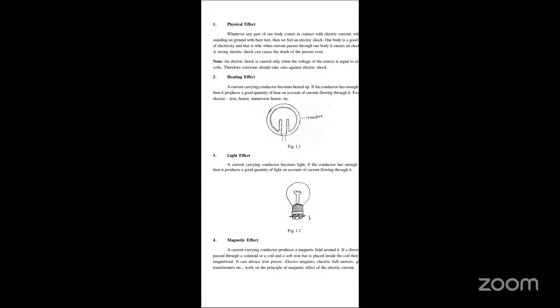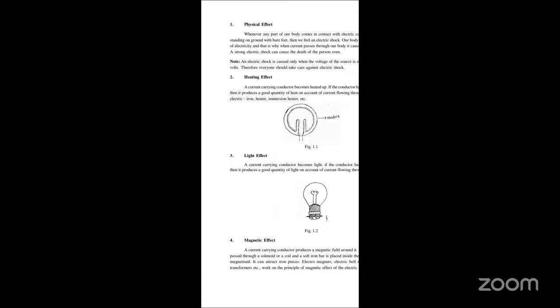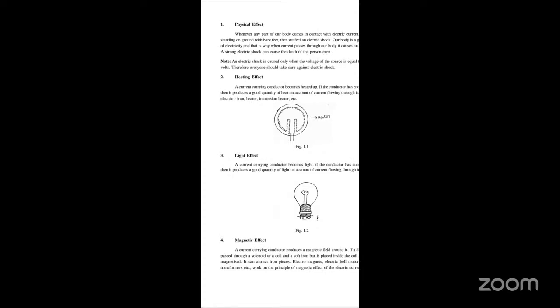A current carrying conductor becomes light if the conductor has enough resistance, then it produces a good quantity of light on account of current flowing through it. So that is the light effect.